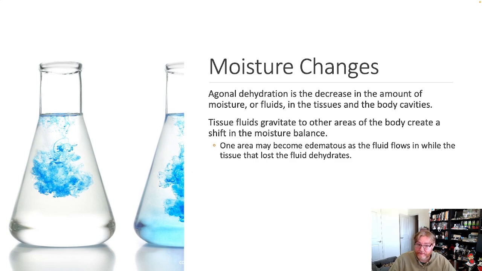And then, if the water is going somewhere, that means water is likely being taken from somewhere else, so you're going to have agonal dehydration. Tissue fluids gravitate to other areas of the body and create a shift in the moisture balance. If the body is laying at an angle, fluid is going to pull from the top into the legs. One area may become edematous as the fluid flows in, while the tissues that lost the fluid dehydrates. If they're propped up on a pillow, fluid from the top of the arm may flow down into the lower arm and hands. The top of the arm will become dehydrated.